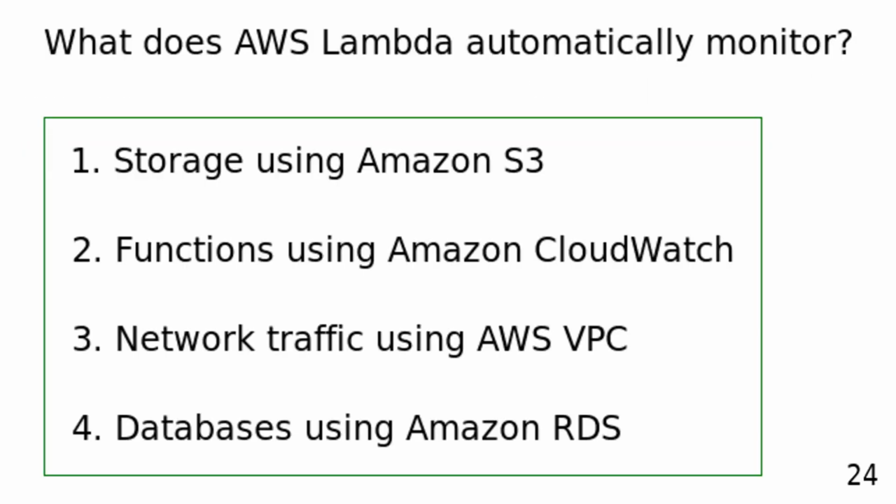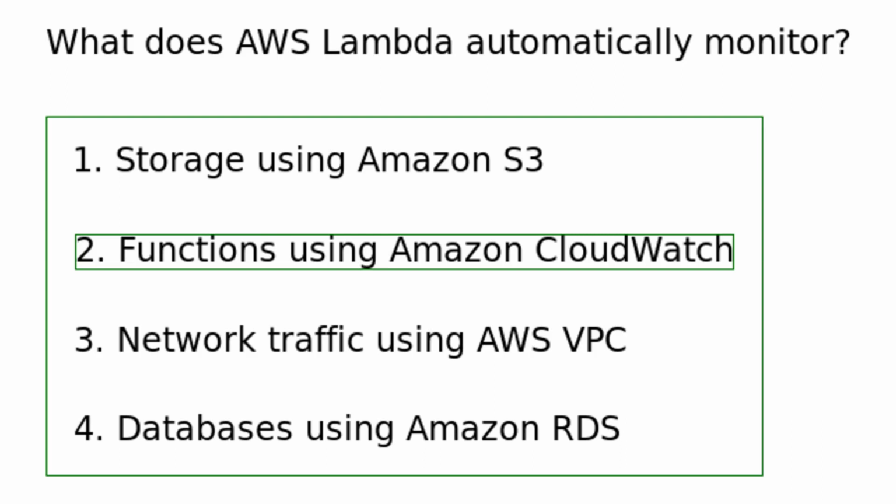What does AWS Lambda automatically monitor? Storage using Amazon S3. Functions using Amazon CloudWatch. Network traffic using AWS VPC. Databases using Amazon RDS. AWS Lambda automatically monitors functions using Amazon CloudWatch, providing metrics like invocation count, duration, and error count.